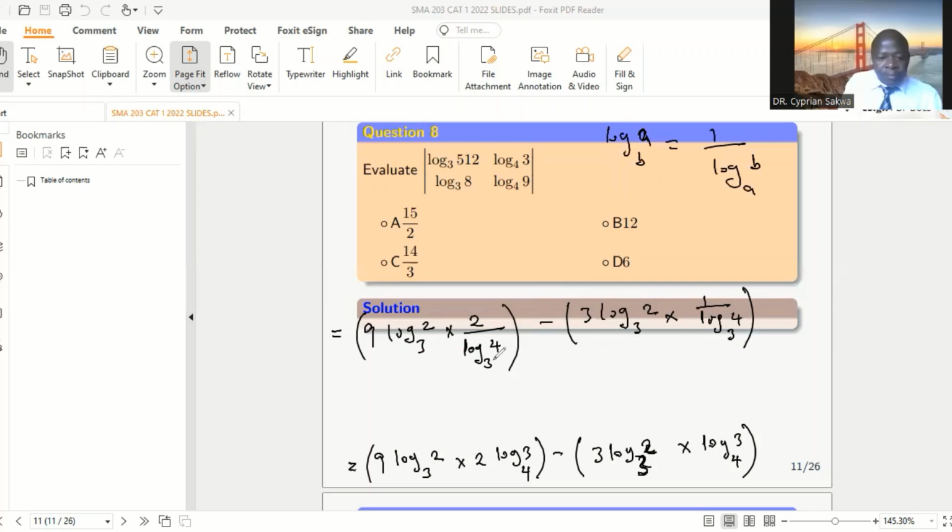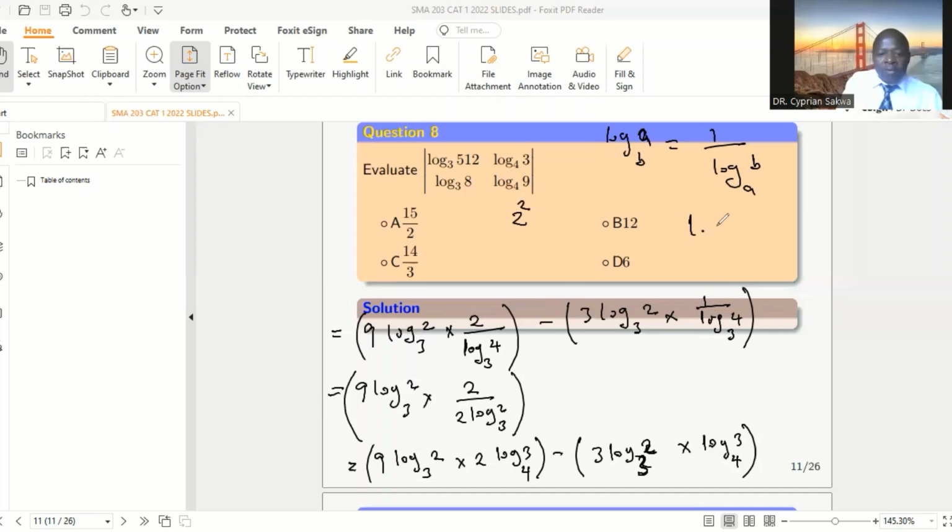Now, of course, I can see something here. I can see that 4 here can be written as 2 raised to 2. And the same 4 here also can be written as 2 raised to 2. So what do I have? I have 9 log of 2 to base 3 times 2 out of 2 log of 2 to base 3. And I know that you know how I got this.